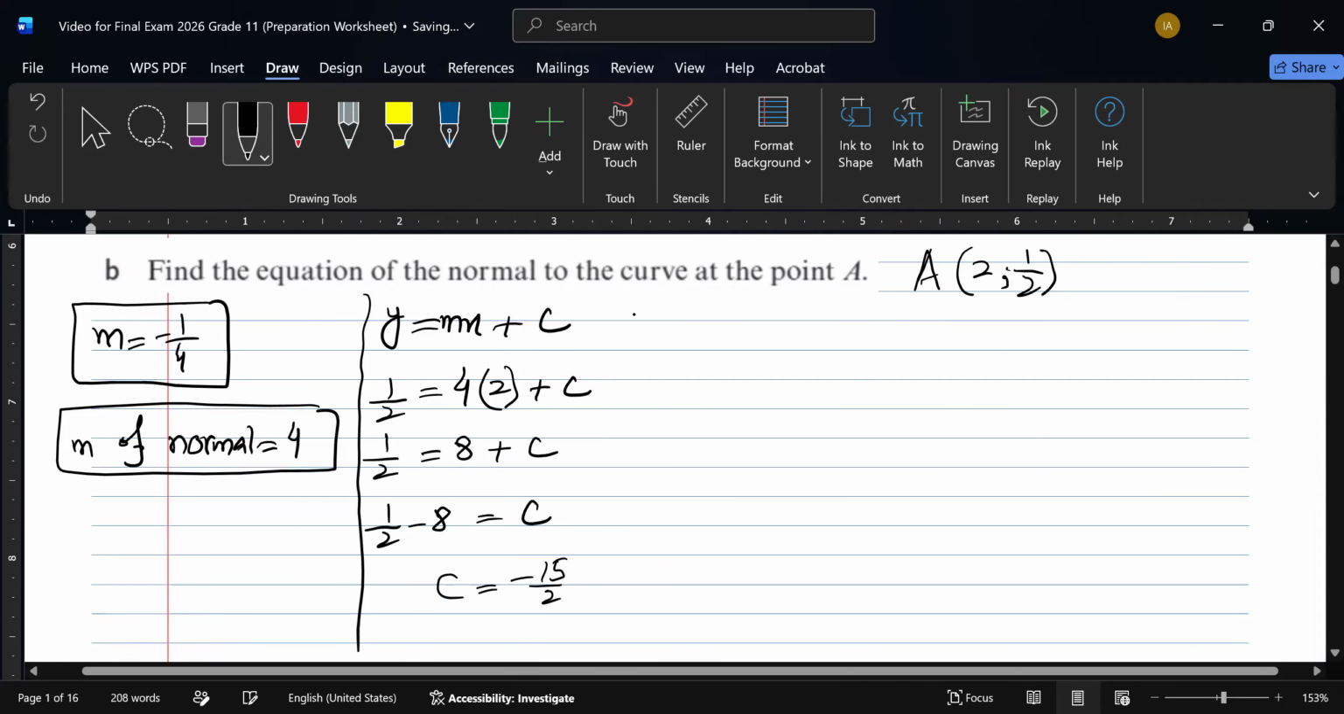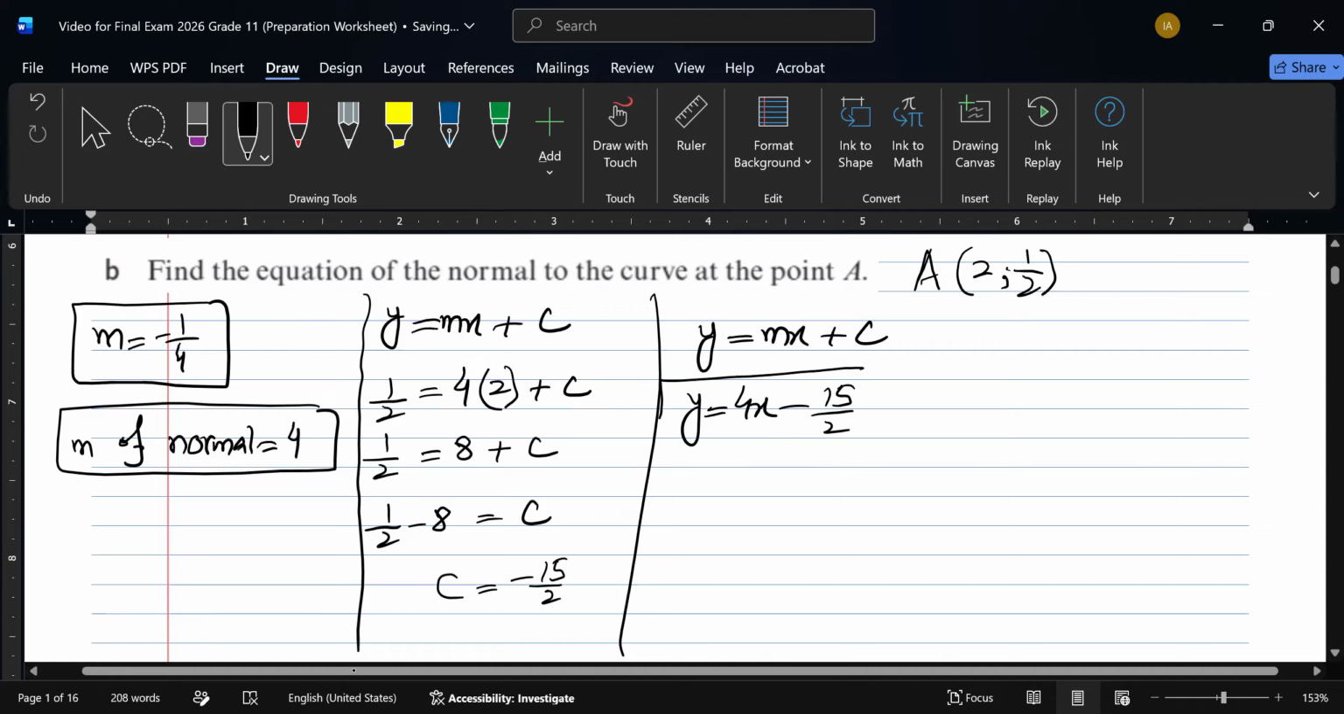But we need the equation of the normal. For the equation of the normal, we use again the same formula, y is equal to mx plus c, substituting the gradient which is 4 and substituting the value of c which is negative 15 over 2. Since they did not mention any specific pattern of the equation, it is better to stay in this form, y is equal to mx plus c.